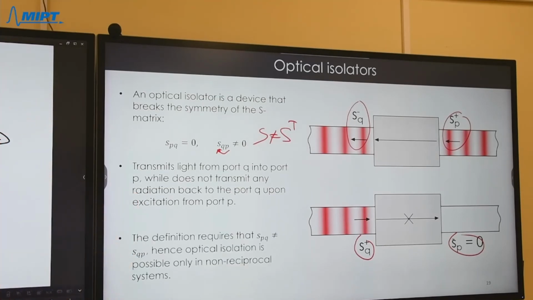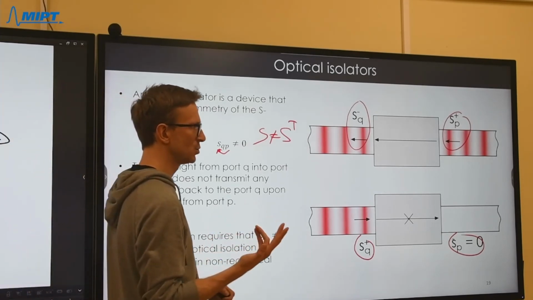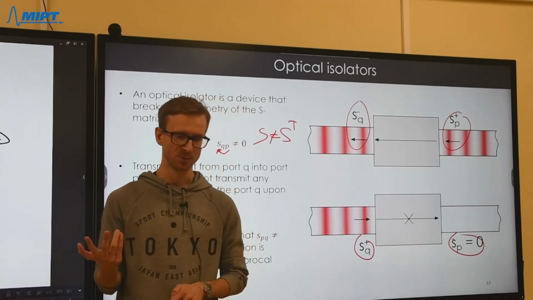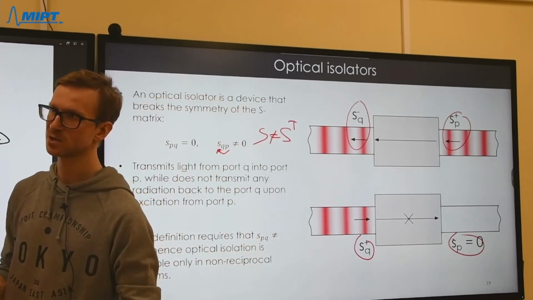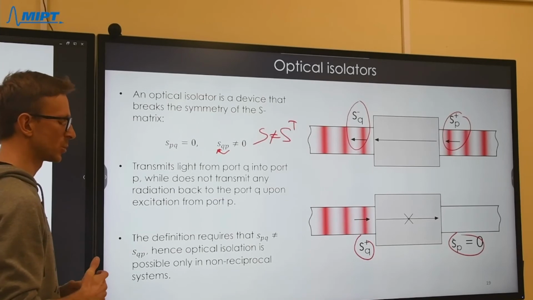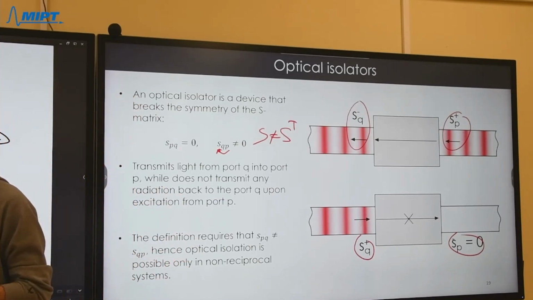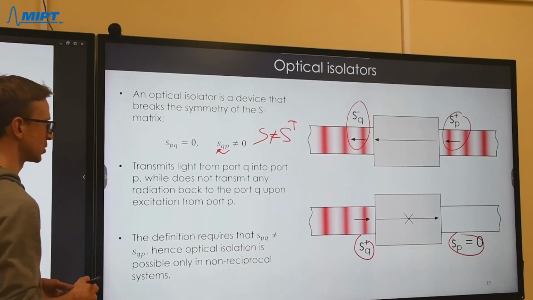As simple as that. And in practice, optical isolation is usually achieved by two popular mechanisms. It's either magneto-optical effects, Faraday optical isolators, where non-reciprocity is achieved by statically magnetizing the system, biasing the system with a static magnetic field, or by temporally modulating the system at very high rates, which also breaks reciprocity and allows optical isolation.